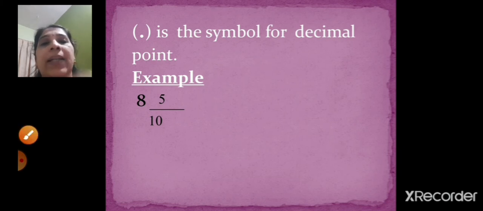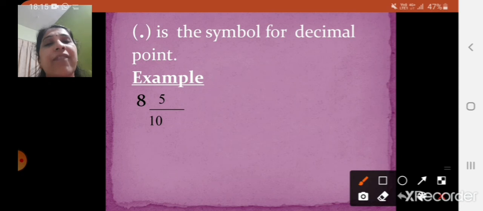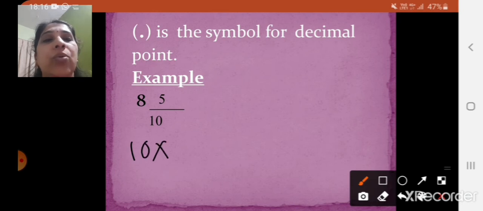Now we'll take the example 8 5 upon 10. Children, this 8 5 upon 10, which type of fraction is it? It is a mixed fraction. I hope you remember it. Now we'll convert this mixed fraction into a proper fraction. There are two ways of doing it. I will show you both the methods. First, I will convert this mixed fraction into a proper fraction. The denominator is 10, so 10 into 8 plus 5, upon 10.